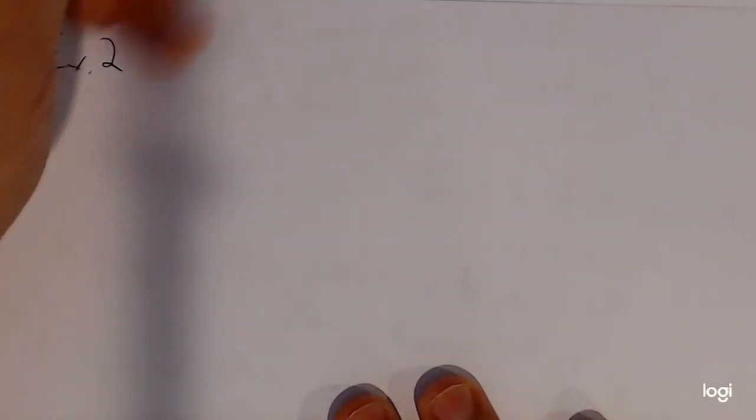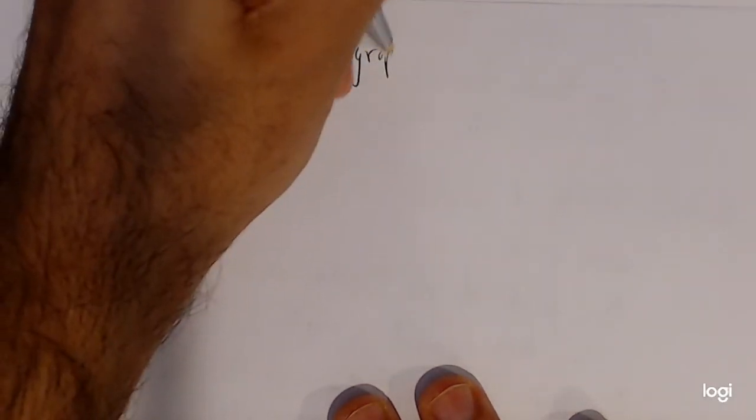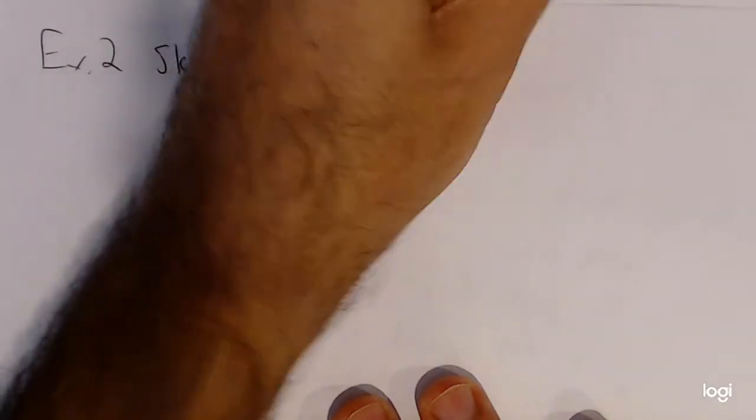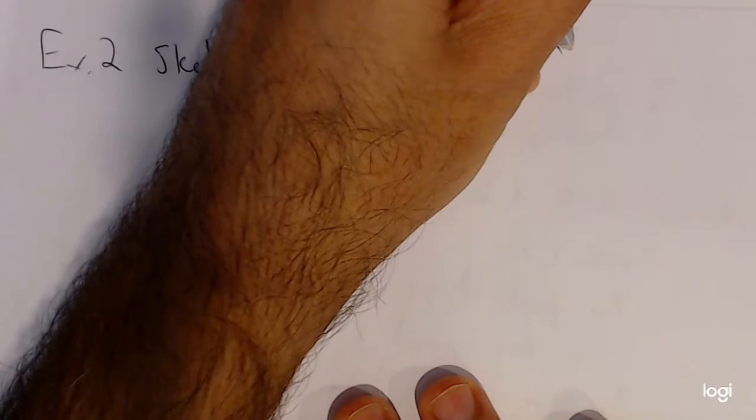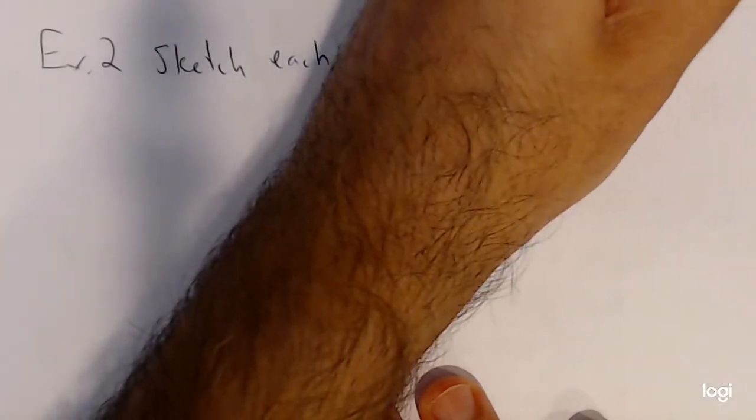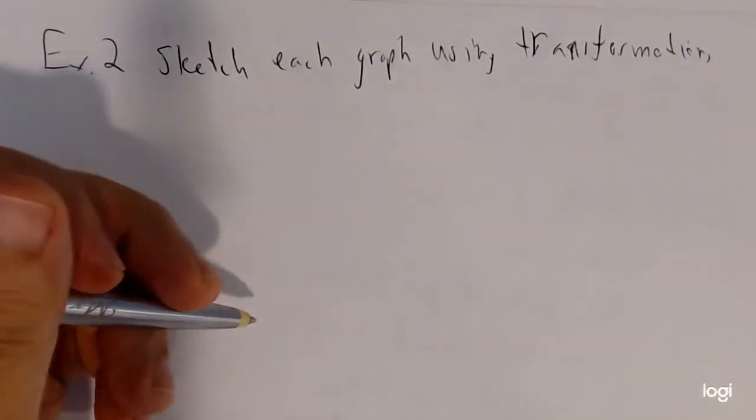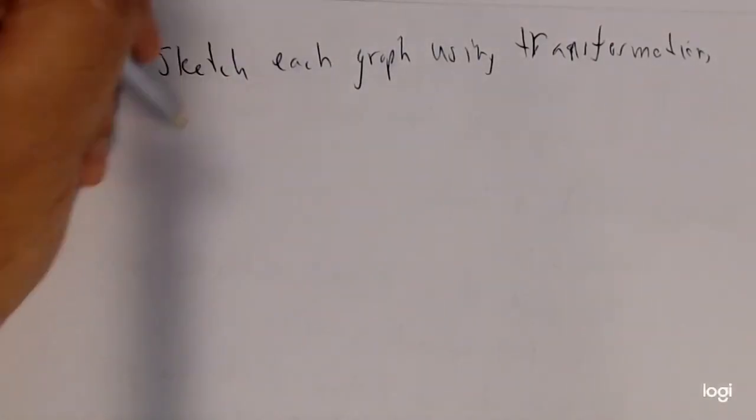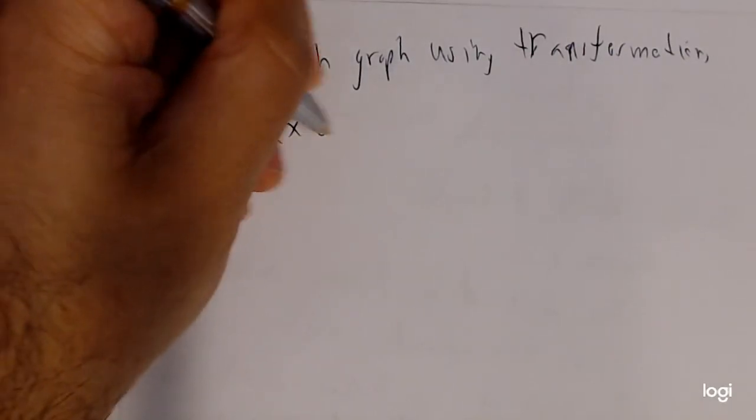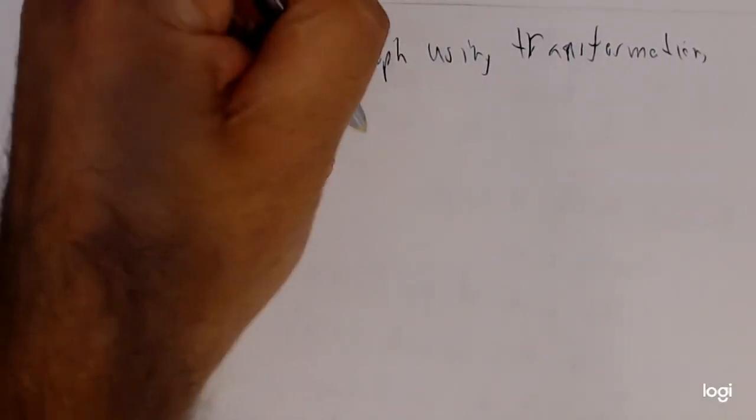So for example 2, we're going to say sketch each graph using transformations. Okay, and we're only going to have one graph, which is fine. It's (x plus 2) cubed plus 2.